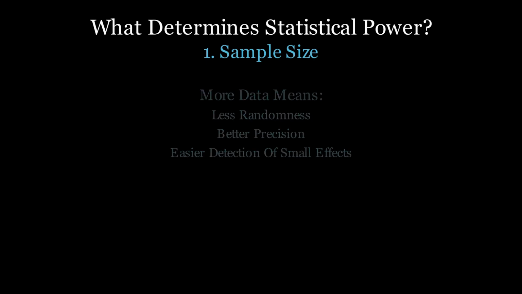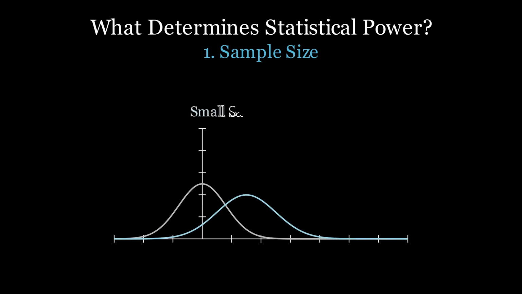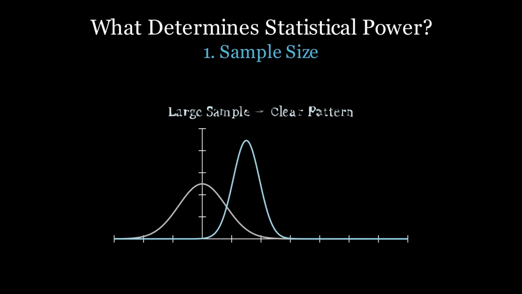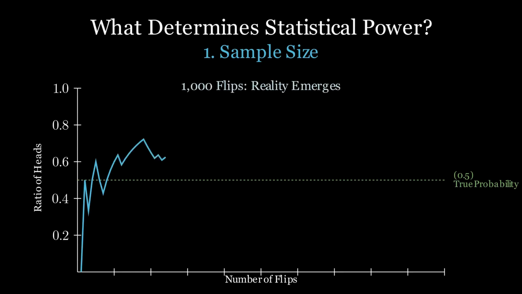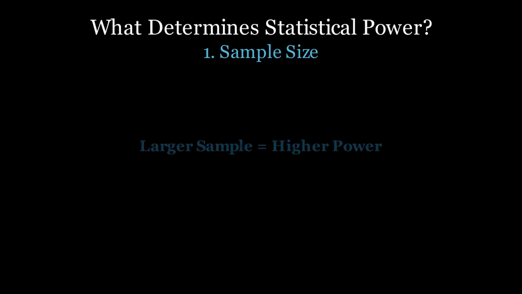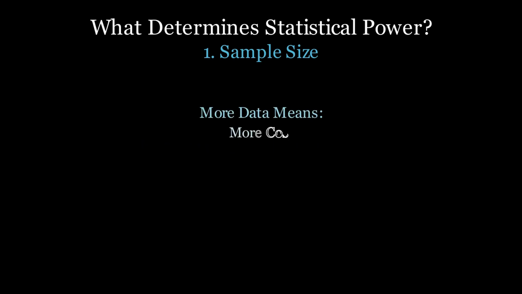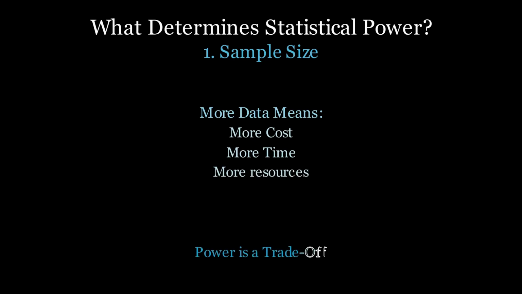Easier detection of small effects. In small sample, noise dominates. In large sample, true patterns become clearer. Think of flipping a coin. 10 flips, randomness can mislead. 1,000 flips, reality becomes obvious. So larger sample size equals higher power. But more data also means more cost, more time, more resources. So again, power is a trade-off.